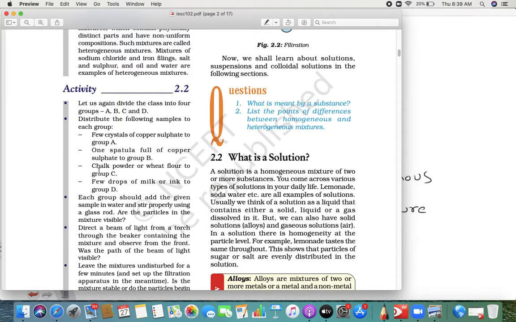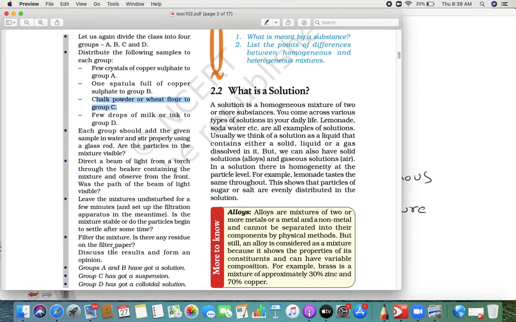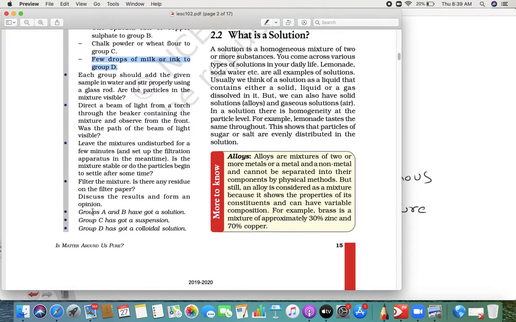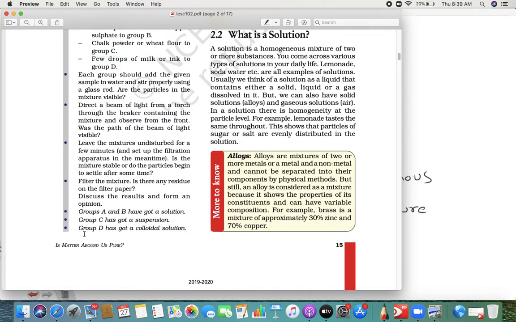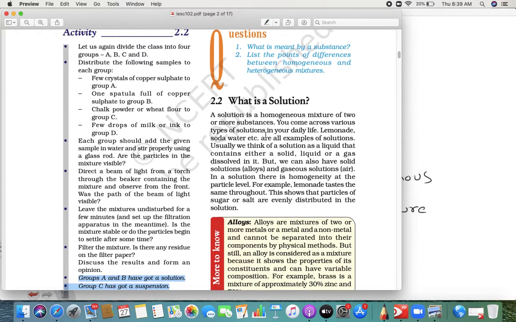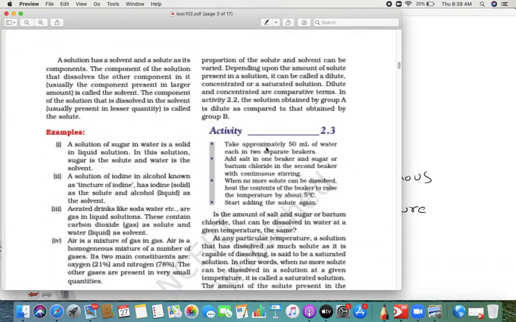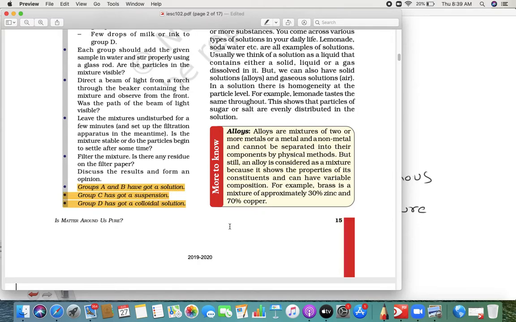In the third, if you put chalk, it doesn't dissolve. So basically it is a heterogeneous mixture. And milk, it does dissolve, but it still has small particles you can see everywhere, right? Such a mixture is called a colloidal solution, right? We will talk next about what a solution is. So we got a solution, we got a suspension. Suspension is where the things do not mix with each other. And a colloidal solution means they do mix, but you can still see small particles everywhere, okay?